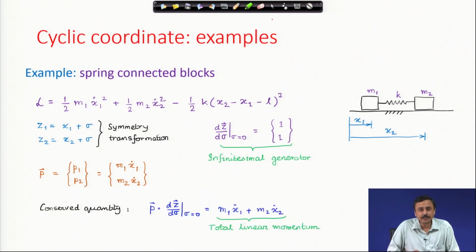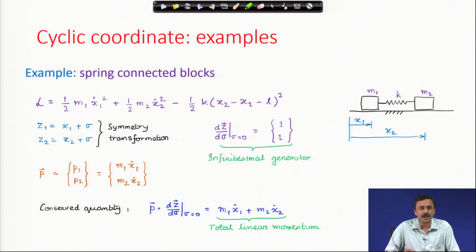The generalized momenta are like this, m 1 x 1 dot, the standard linear momentum. And what is the conserved quantity? This generalized momentum vector dotted with the generator, and if you do that, you will get m 1 x 1 dot plus m 2 x 2 dot. This is the conserved quantity. And what is this conserved quantity? This is the total linear momentum of the system, which we know is conserved because there is no friction and there are no other forces.